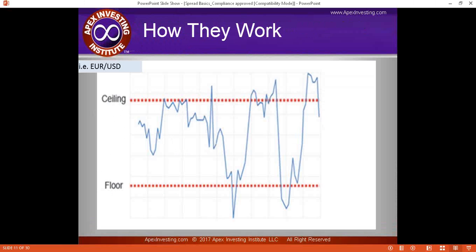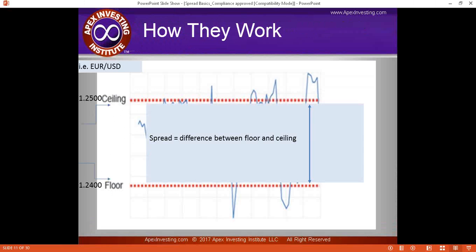So let's just say this was an example of a euro dollar chart. We've got the floor at 1.2400 and the ceiling at 1.2500, just as an example. The spread is the difference between the floor and the ceiling. This particular spread happens to be 100 pips. There are spreads out there that are 200 pips, 250 pips, 500 pips.